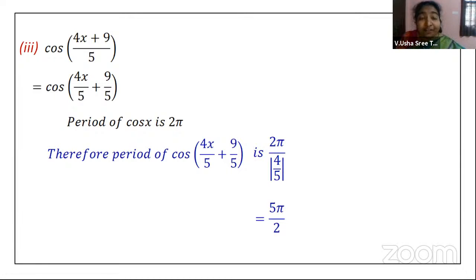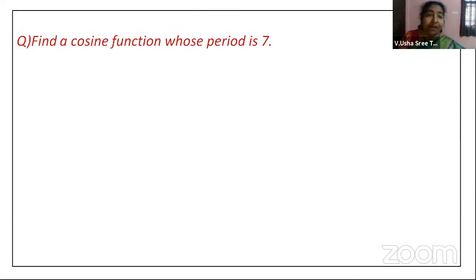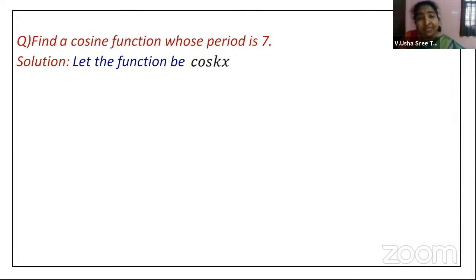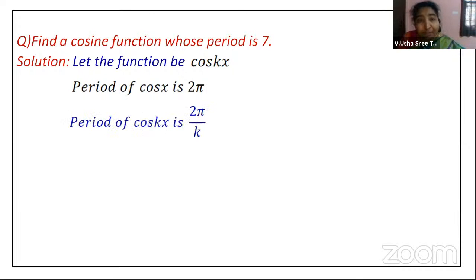Now here when you are given a function, directly you are calculating the period of the function. But when the period is given, then how to go for the calculation of the function, right? Now we'll look into a problem of that type. Find a cosine function whose period is 7. He's saying it is a cosine function and he has given the period is 7. So we don't know what the function is. So we will consider the function to be cos kx. Then we know period of cos x is 2 pi, isn't it? So period of cos kx will be what? It will be 2 pi by k.